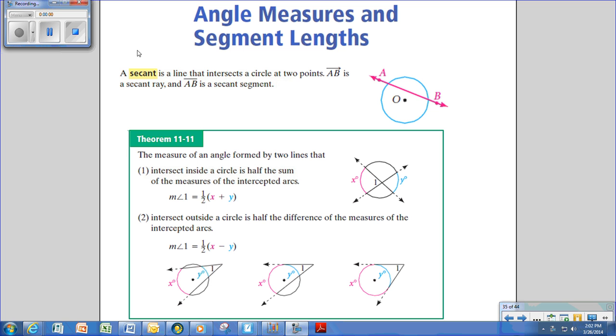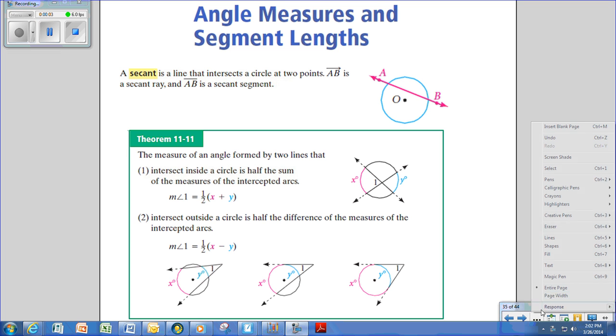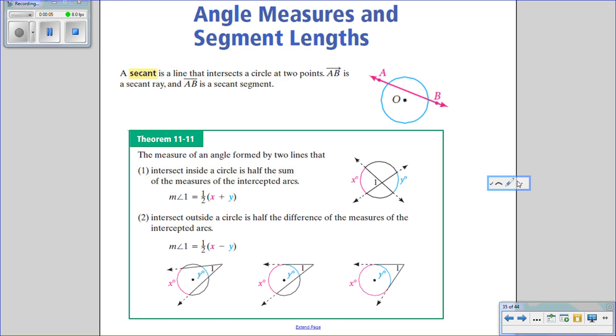Okay, lesson 11.4. We're going to talk about secant lines. Secant lines are lines that intersect a circle at two points. So in this case, this line AB goes through the circle at two points, making it a secant.